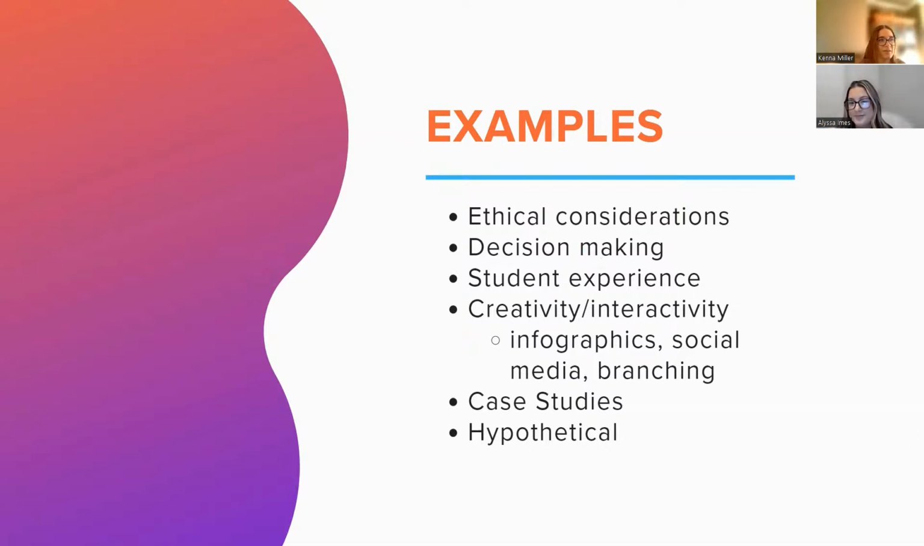Yeah, I definitely agree. All right, so next we have case studies, and I think we already touched on this one with the ethical considerations and decision making. But I think case studies are a really awesome tool for discussion forums because you could provide the student with a real life scenario that they may actually be in one day.